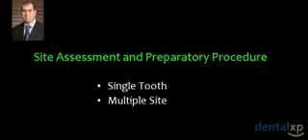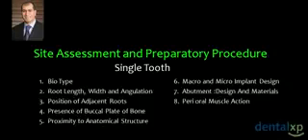So let's take a look at our site assessment and preparatory procedure for a single tooth implant and for the multiple sites. For the single tooth implant, it is very important that we understand the biotype that we are dealing with, the root length and width and angulation, position of the adjacent roots so we can place an implant in that site, proximity to anatomical structure, and we also need to keep in mind the macro and micro implant design, abutment design and material. And one factor that we rarely hear of is the perioral muscle action, and what influence it has on what we are doing.